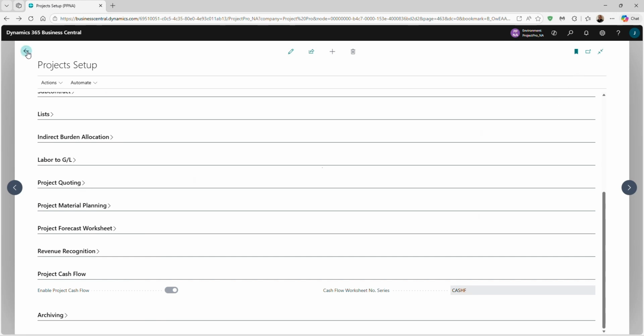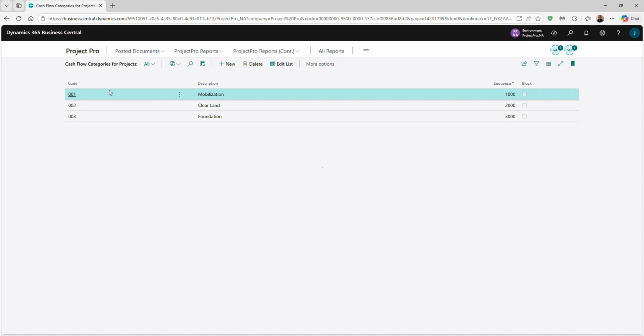Then, we'll set up the various cash flow categories that you want to report revenue and expenses on. You can have as many categories as you wish. And then, you'll define which specific ones you'll use for a given project.